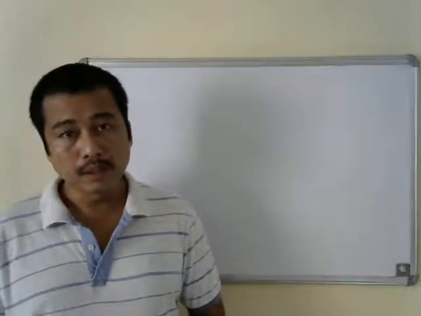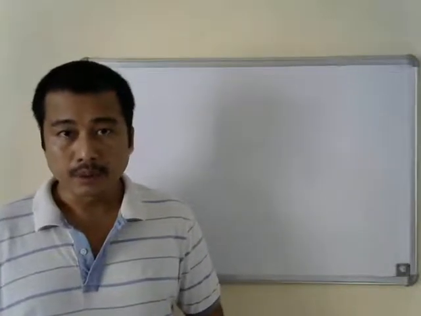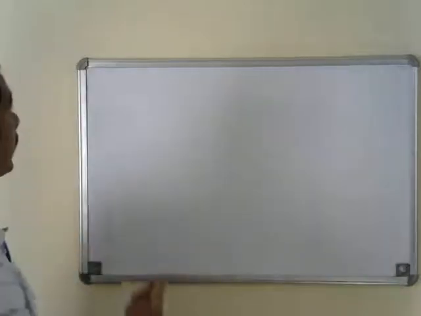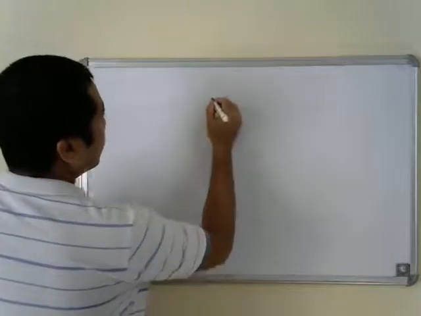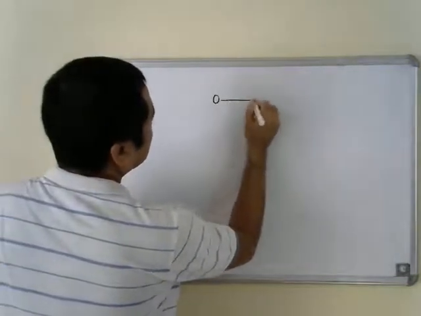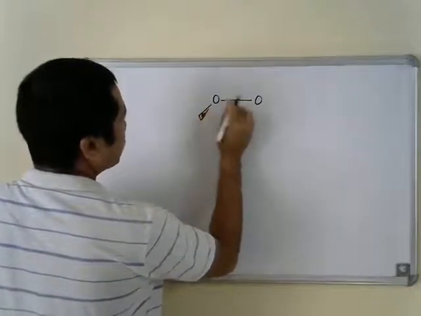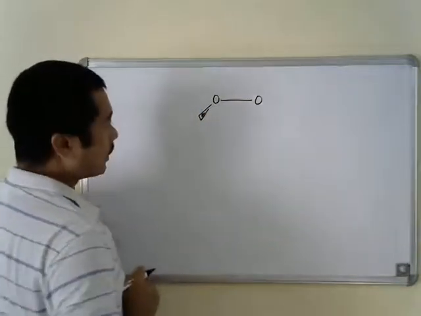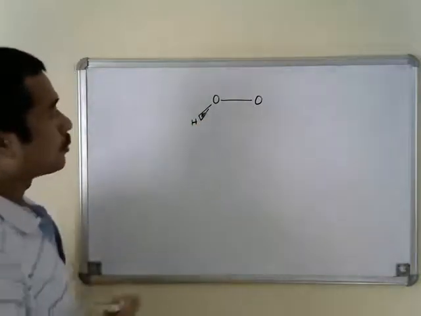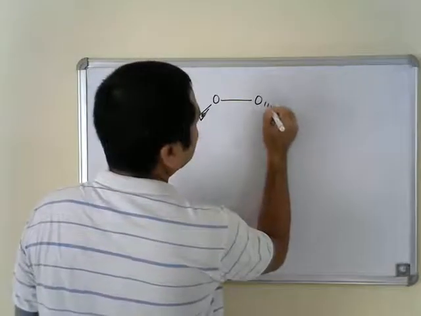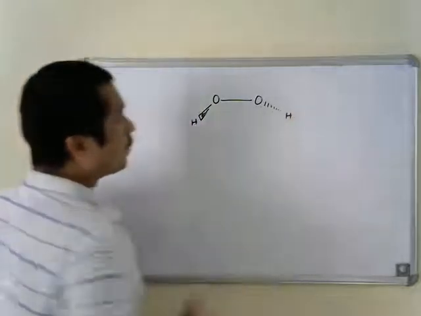So let us begin this lecture with a very simple molecule, that is hydrogen peroxide. The equilibrium configuration of hydrogen peroxide has an O-O bond. If I place both the oxygen atoms on the plane of the board, then one of the hydrogen atoms will lie above the plane of the board, while the other hydrogen atom, attached to the other oxygen atom, will lie below the plane of the board.